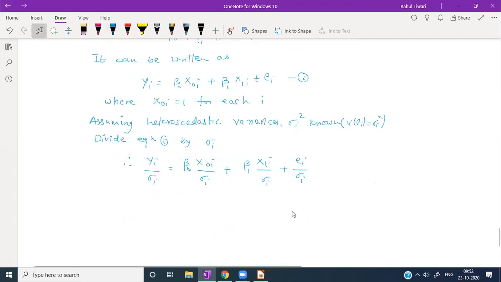So now I am expressing this, therefore, as yi star is equal to beta naught x0i star plus beta 1 x1i star plus ei star.